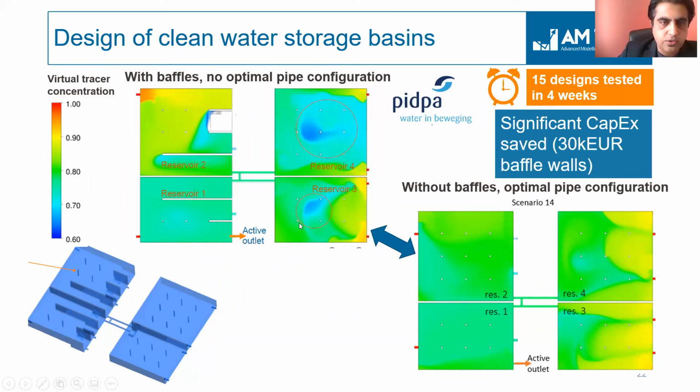So what we tried to do was to look at their proposed design. So it was still actually before they built it. So we looked at their proposed design and tried to figure out if the mixing was optimal. We tried several designs, almost 15 designs in 4 weeks. And then we figured out during the simulations that actually the baffles placed to improve the mixing were not really helping the mixing, rather deteriorating the mixing locally.